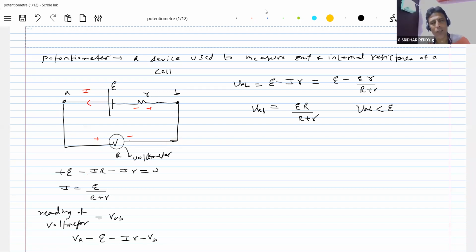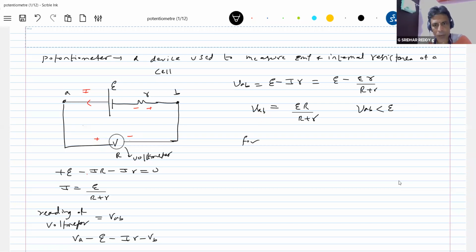No current should flow through the meter, because a voltmeter is in turn made up of a galvanometer and a high resistance in series. So no current should flow through the galvanometer. No current means the pointer will not deflect, and with no deflection we can't measure. So that is totally ruled out. Means an ideal voltmeter. Can we take help of an ideal voltmeter? Yes, for an ideal voltmeter, VAB will become equal to E.